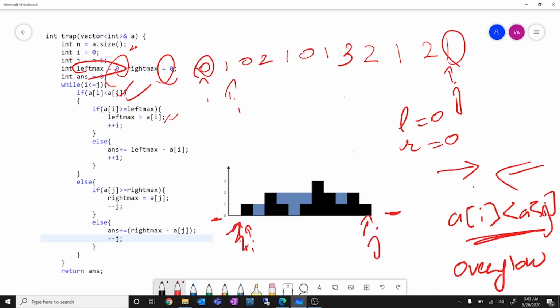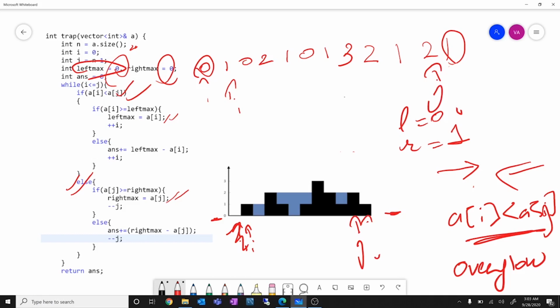In the next step, again I check whether a of i is less than a of j. Here you see that it is not true, because a of i is equal to a of j but not less. So my else condition will be satisfied. Now, is a of j greater than or equal to right max? Yes, it is. So my right max will be updated to a of j. You understand why this is happening, because a building of height 1 is definitely taller than a building of height 0. So my right max is updated and my j is decremented. My j will now come here and over here in the diagram.